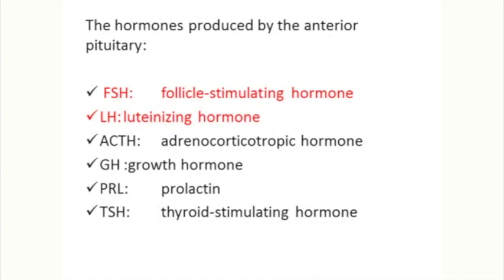So this again shows that the anterior pituitary is a master gland, also having control on another endocrine gland, in this case the thyroid. Anyway, we're just going to focus on two main hormones, FSH and LH.